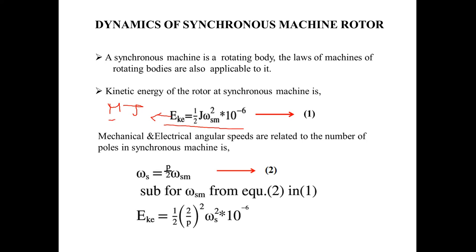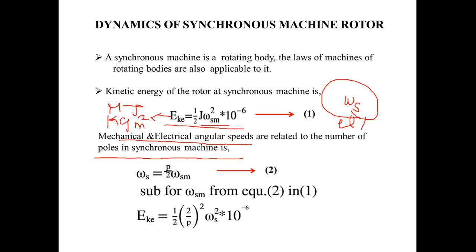J represents the moment of inertia of the rotor, and its unit is kilogram meter square. Omega sm represents the synchronous angular speed of the rotor in mechanical radian per second. If we specify omega s, it represents the same synchronous angular speed of the rotor but in electrical radian per second. Both mechanical and electrical speed are related with the number of poles in the synchronous machine.